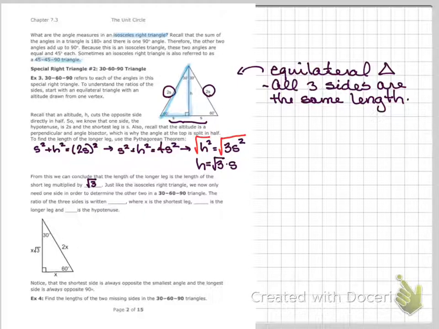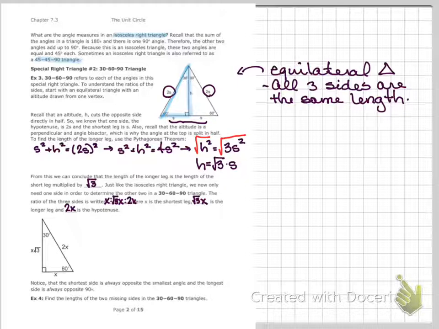Just like the isosceles right triangle, we only need one side in order to determine the other two in a 30-60-90 triangle. The ratio of the three sides is written x, that's the shortest side, square root of 3 times x, that's the longer leg, so I shouldn't say short side, short leg, long leg, 2x, hypotenuse. x is the shortest leg, square root of 3 times x is the long leg, and 2x is the hypotenuse.